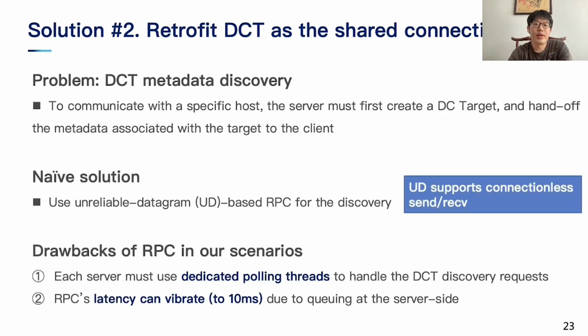A naive solution is to use remote procedure call, RPC, for the query. RDMA does provide unreliable datagram, which supports connectionless RPC. However, there are 2 drawbacks of an RPC-based design. First, RPC consumes extra CPU resources at each node. As a kernel-space solution, we cannot dedicate many CPUs to handle these requests. Second, RPC may incur long-tail latency due to the request queuing and the CPU scheduling at the remote host. So the desired way for the DCT metadata discovery is to use one-sided RDMA.